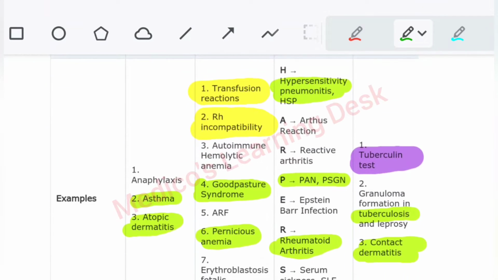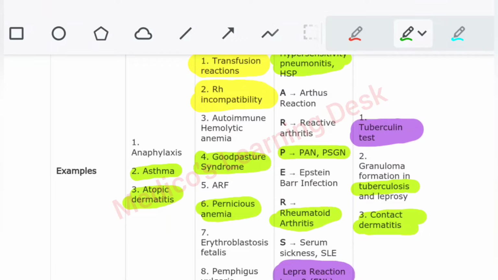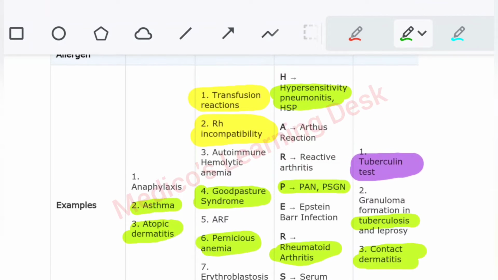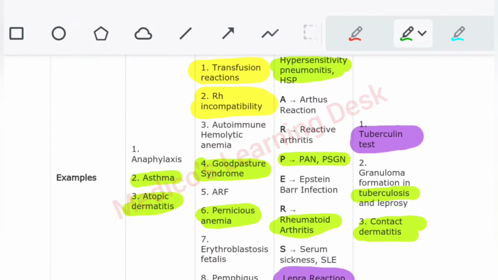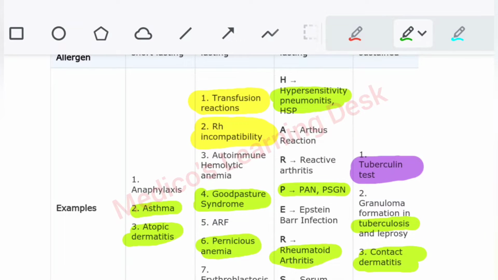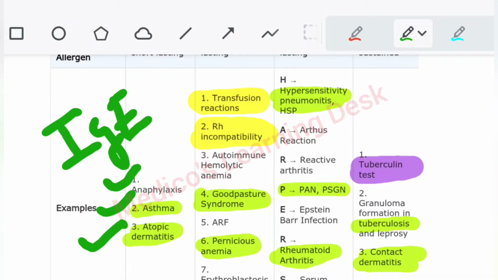Now we will see the examples, that is what falls under each type of hypersensitivity reaction, and we will see a mnemonic also to remember them. In type 1 we have anaphylaxis, asthma, atopic dermatitis, that is all the IgE mediated responses. In asthma we see IgE elevation. So these all come under type 1 hypersensitivity reaction.